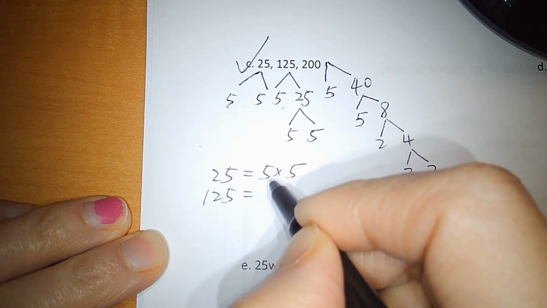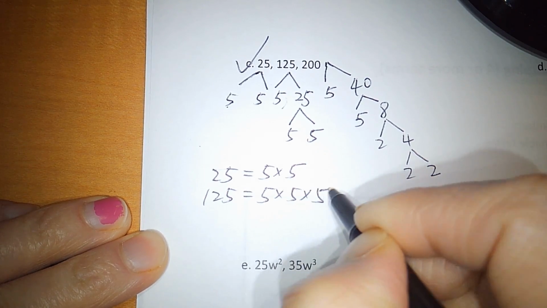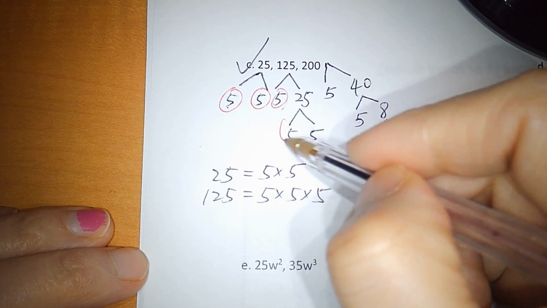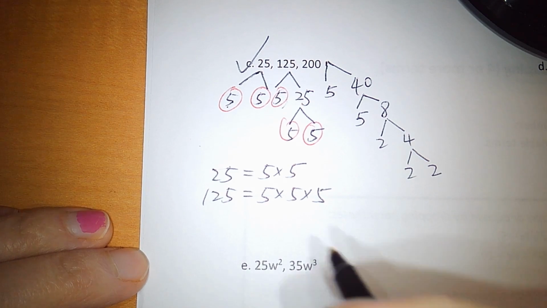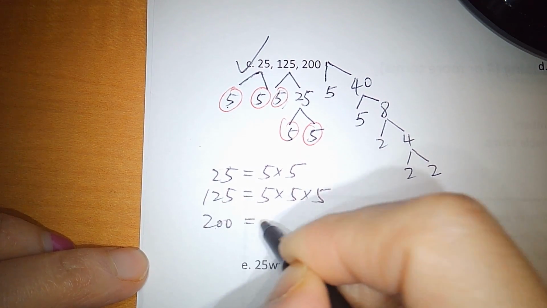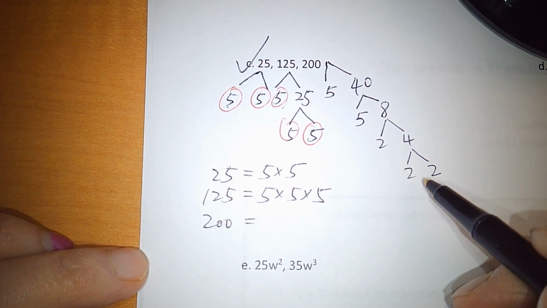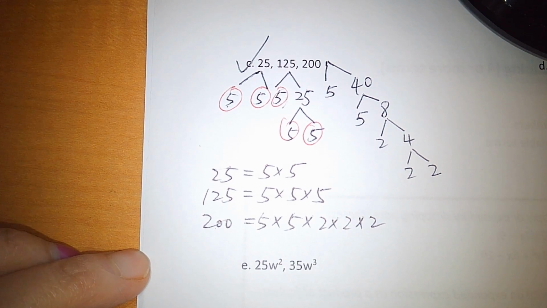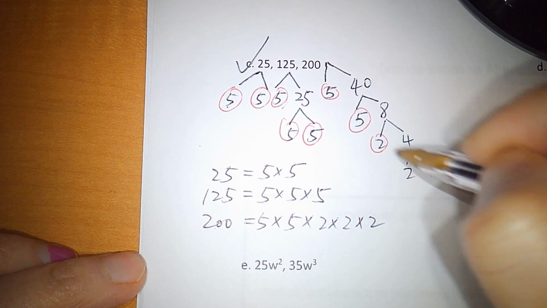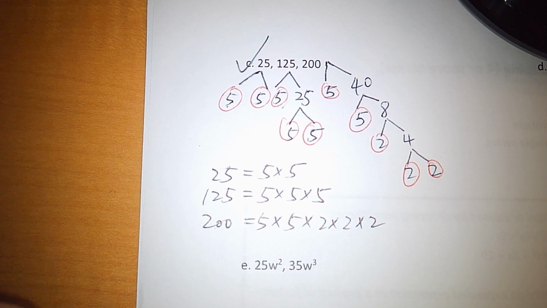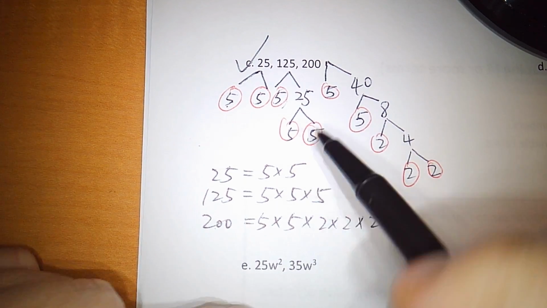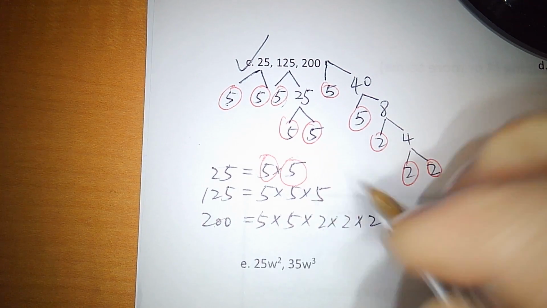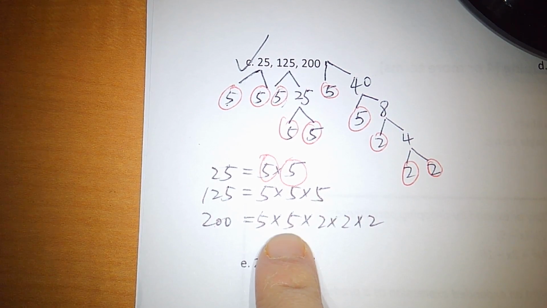125 can be written as 5, 5, 5, right? And then 200 can be written by what? 5 times 5 times 2 times 2 times 2. Now, what will be the GCF? 5. GCF will be 5 times what? 5, which is present in all of them.